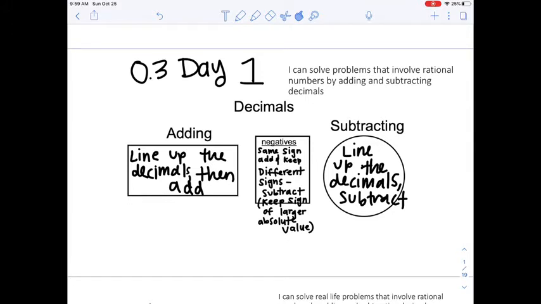This is lesson 0.3, day 1. So this is just going to be a review of adding and subtracting decimals, which is something we'll be using heavily in chapter 3. So I would pause this screen, write this down.